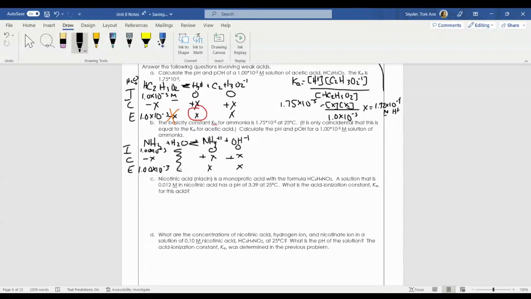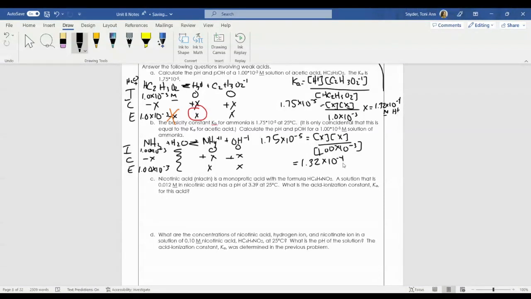I can, again, neglect that x, and I could do that for all of these because that value for K is so small. So let's go ahead and we'll actually get the same exact work, but I want to show you how this one is just a little bit different from this one up here. So my Kb is equal to 1.75 times 10 to the negative fifth. And that's equal to x squared over 1 times 10 to the negative third. And just like before, I'm getting the same exact thing. I get 1.32 times 10 to the negative fourth.